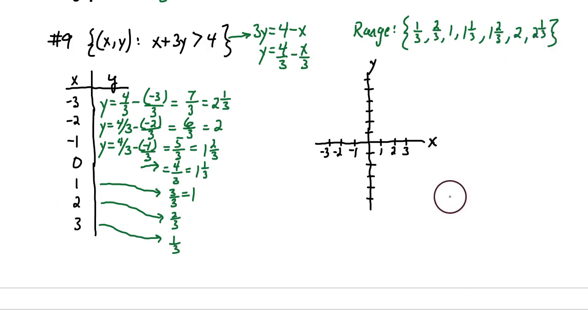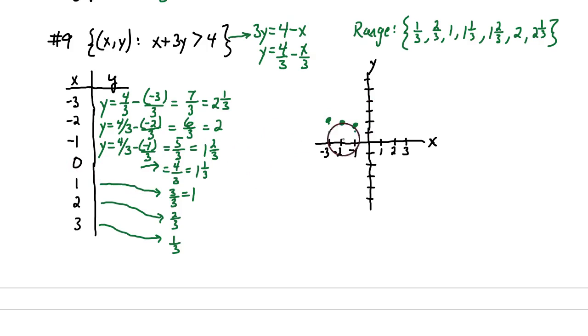Now let's graph our ordered pairs. -3, 2 1/3. Here's -3. I'm going to go up to 2, and then an extra 1/3. -2, 2 is located here. Negative 1, comma 1 2/3. Here's negative 1. I'm going to go up to 1 and then an extra 2/3.